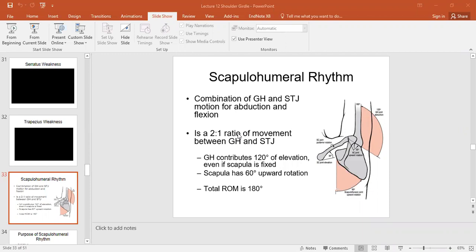Scapulohumeral rhythm is a combination of the glenohumeral joint and the scapulothoracic joint in abduction and flexion. There's basically a 2-to-1 ratio, with the glenohumeral joint providing 120 degrees and the scapula providing 60 degrees of upward rotation. So you get a full-on 180 degrees.